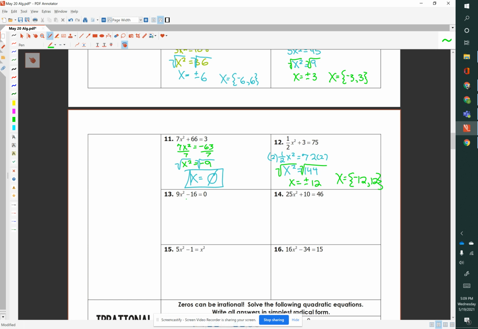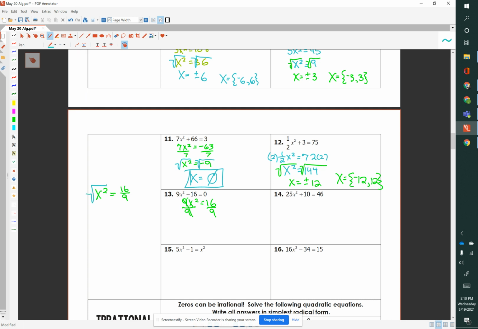Number 13, let's move that 16 over. So we'll have 9x squared equals a positive 16. And then we'll divide by 9. So we're going to have a rational square root. So I'm going to work over here. We're going to have x squared equals 16 over 9. But we're okay with that, and here's why.